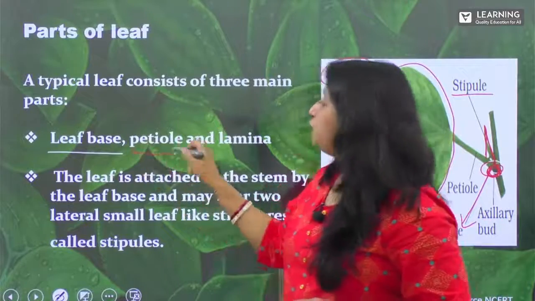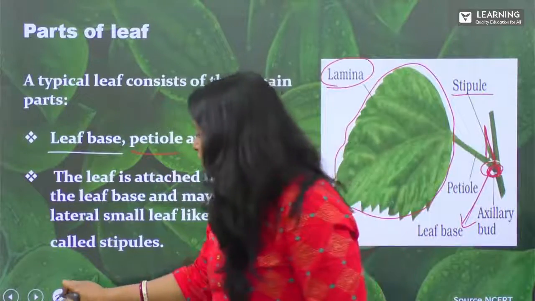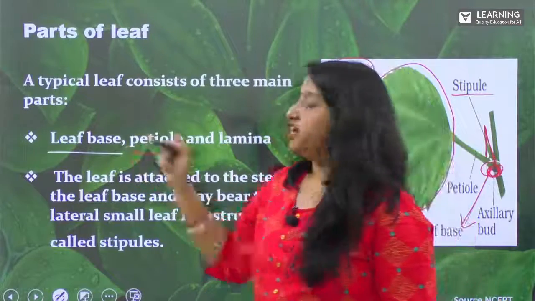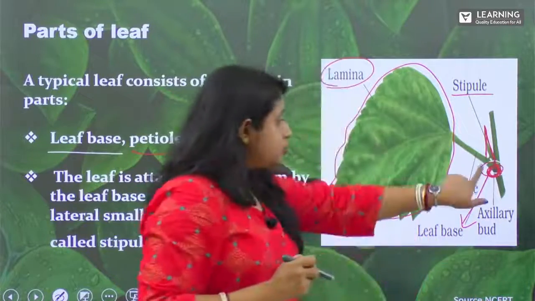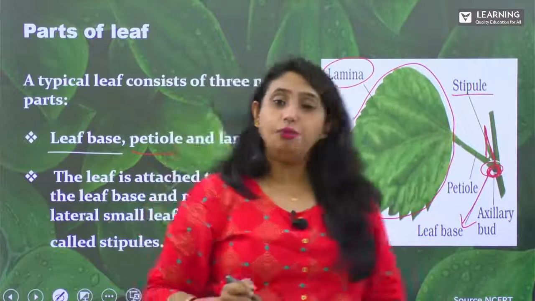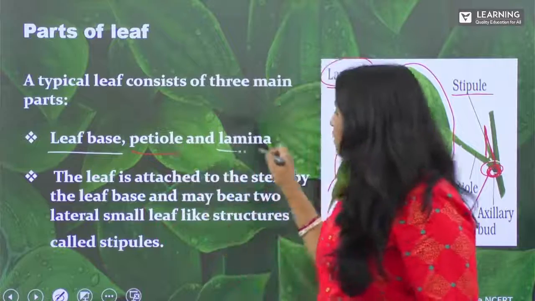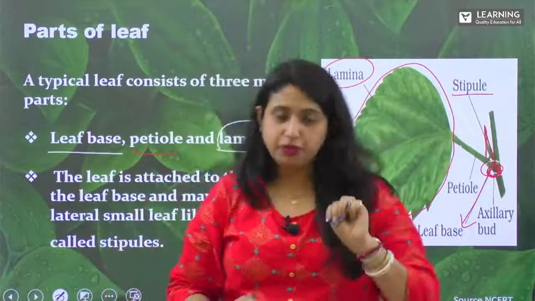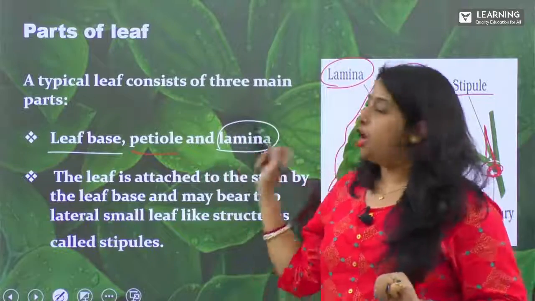It has the main three parts. What are the main three parts? One is your leaf base, right? You know which one is the leaf base. This one is your leaf base. The second one is your petiole. And the third one is the lamina. So these are the three important parts of the leaf. Remember it: leaf base, petiole, and lamina.